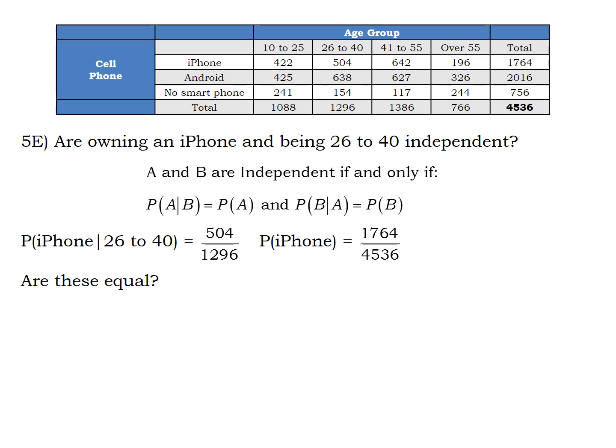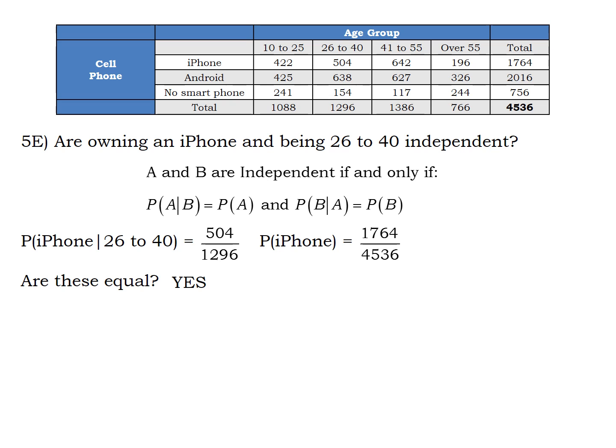Okay, so here, owning an iPhone is my event A, being 26 to 40 is my event B. So the probability that I own an iPhone, given I'm in the 26 to 40 range, would be 504 out of 1,296. Now, the probability that the person selected was an iPhone owner, we found to be 1,764 out of 4,536. Now, the question is, are those two probabilities equal? Okay, take a second to check it out. They don't look equal, but if you grab your calculator, they are in fact equal.